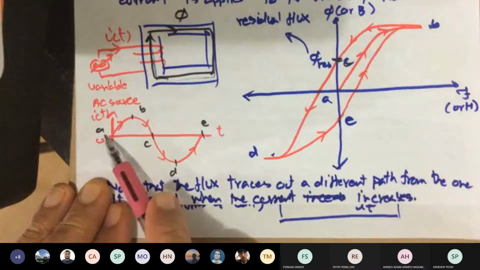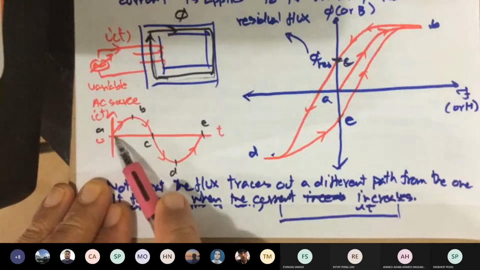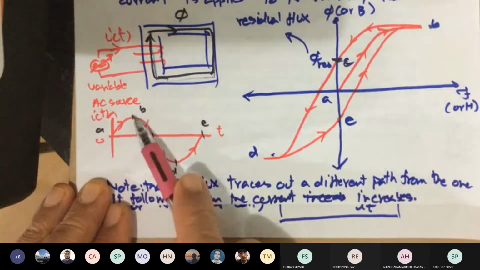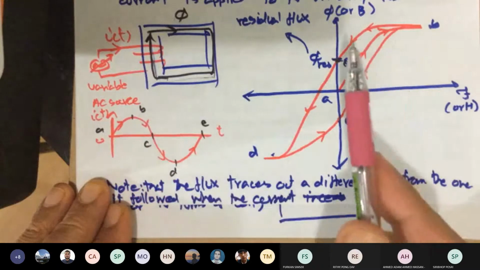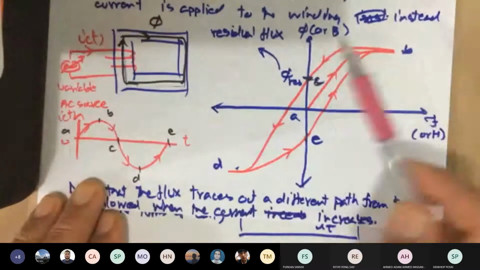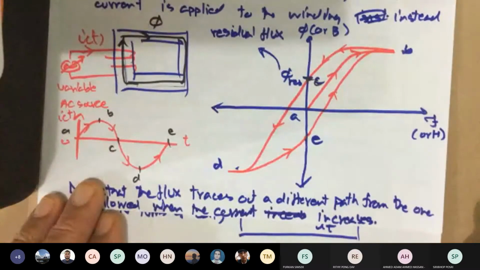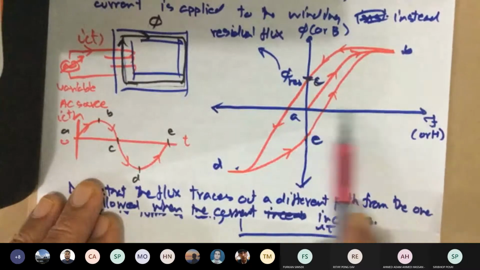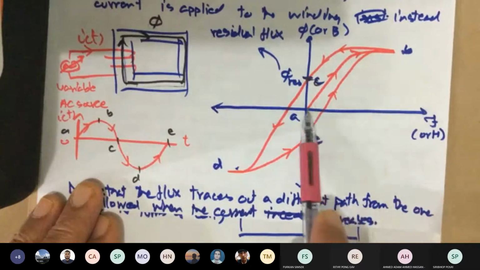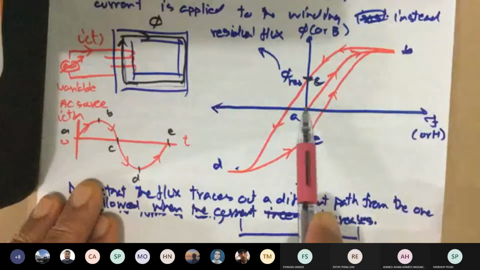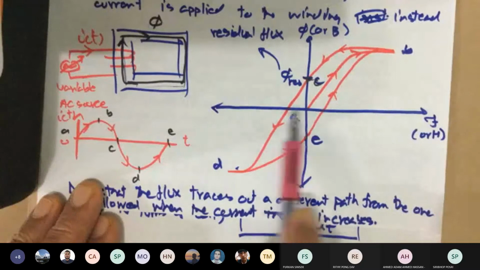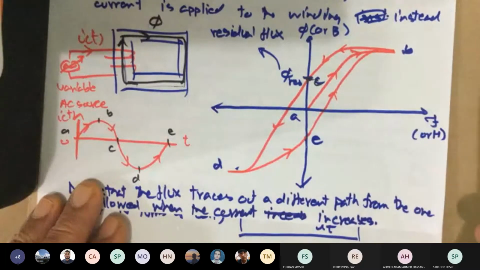I start from point A and increase the current to point B. My magnetization curve, because this time there is also negative current, I have to show in four quadrants. Here on the positive X is positive current, and on the left side is negative current. Okay, now let's see what happens.